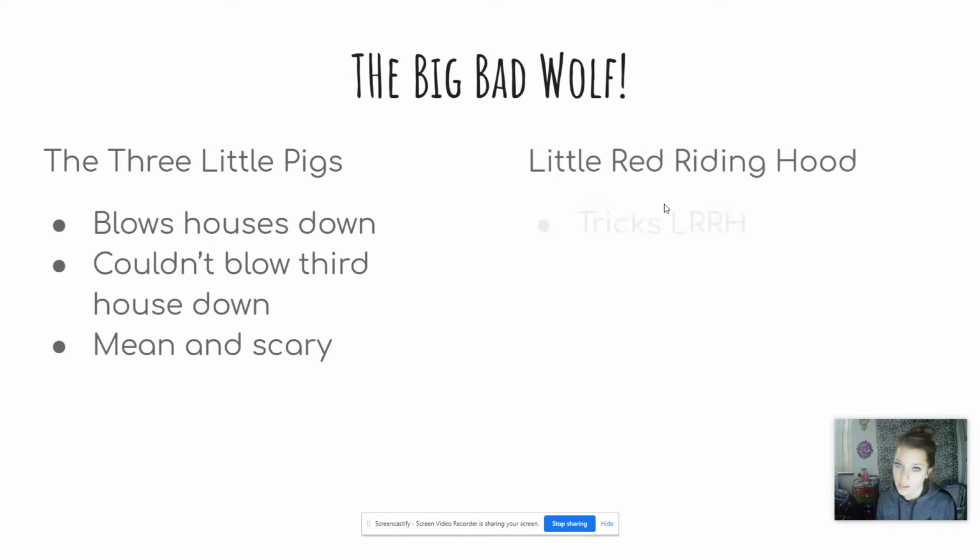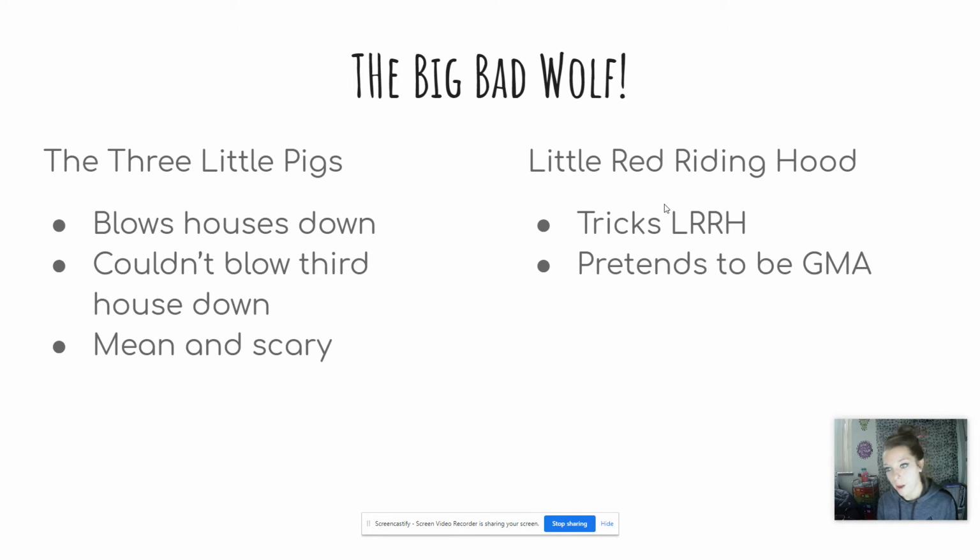Now, on the other hand, in Little Red Riding Hood, the wolf tries to trick Little Red Riding Hood. He's not trying to trick the pigs in the Three Little Pigs. He's just trying to get them. He also tries to pretend to be grandma. Now, since he's trying to trick her and pretending to be somebody else, I think this would constitute him as being clever and smart. So this is how he's different in both of the books.